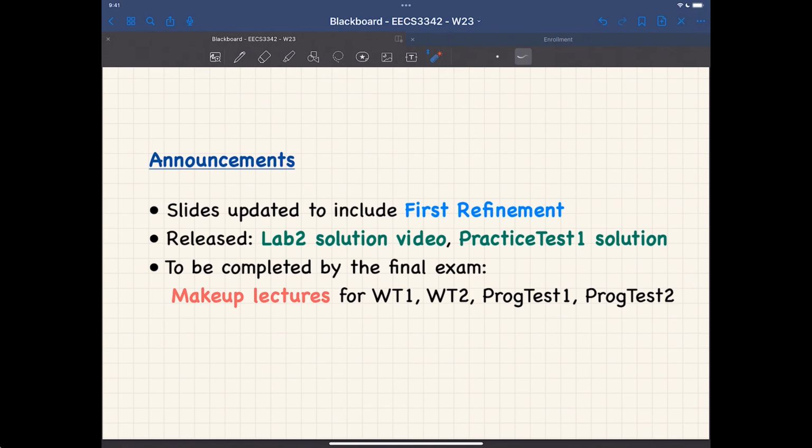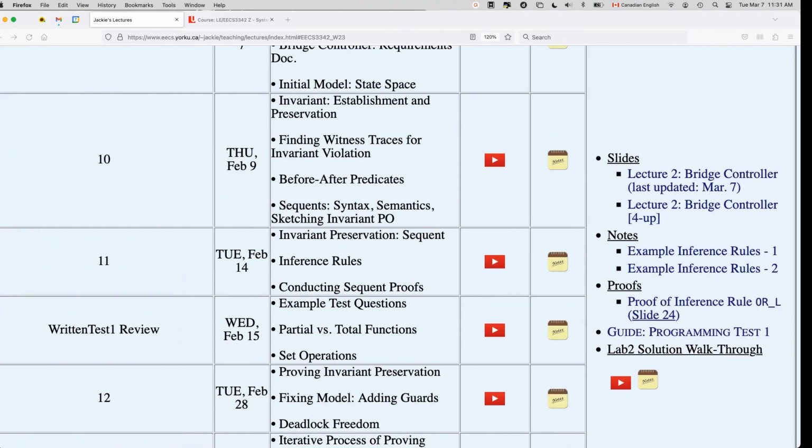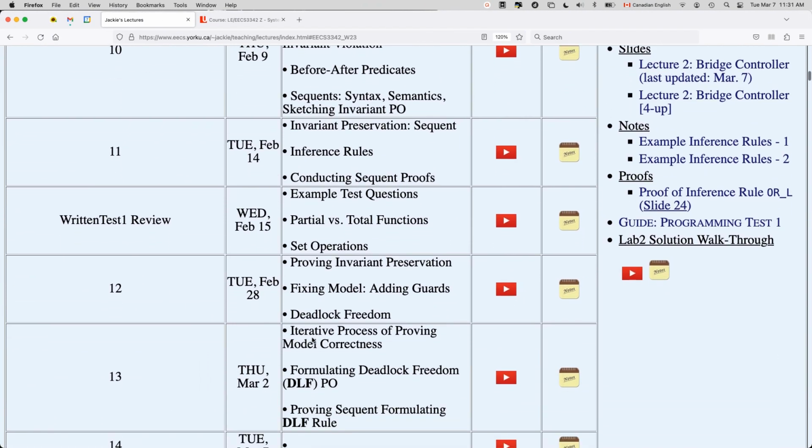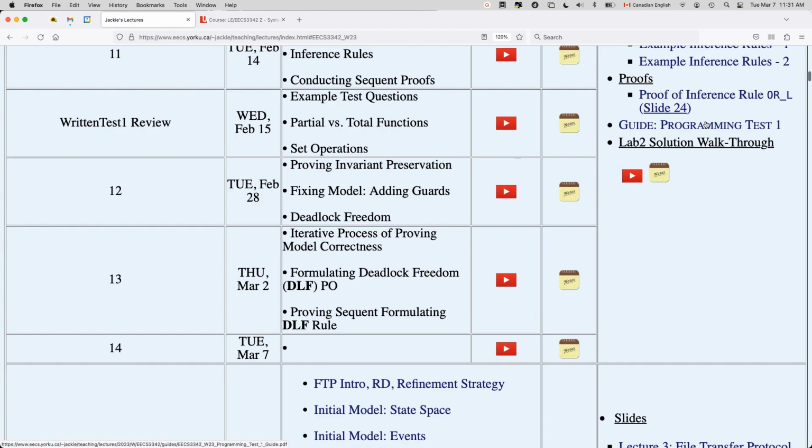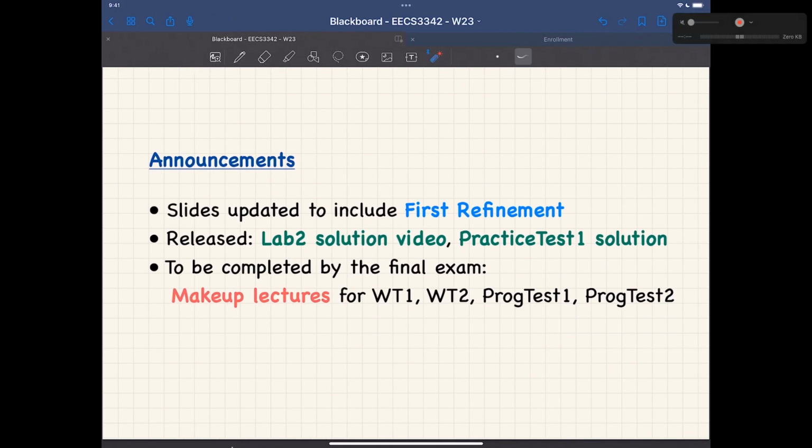And I released yesterday your lab number 2 solution video, in case you're still struggling to understand the relational operations for your lab number 2 solution, especially like inverse, relational image, etc. How can you find it? Again, on the lecture site, right underneath the programming test 1 guide, you can see lab number 2 solution walkthrough. You can find both the video and the notes. If you want to have any follow-up discussion, let me know. I do have office hours as usual today.